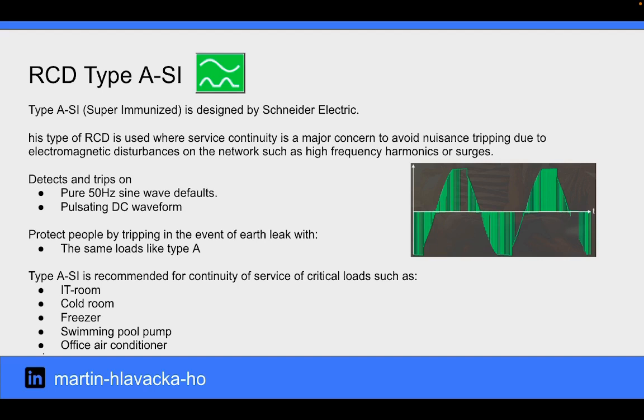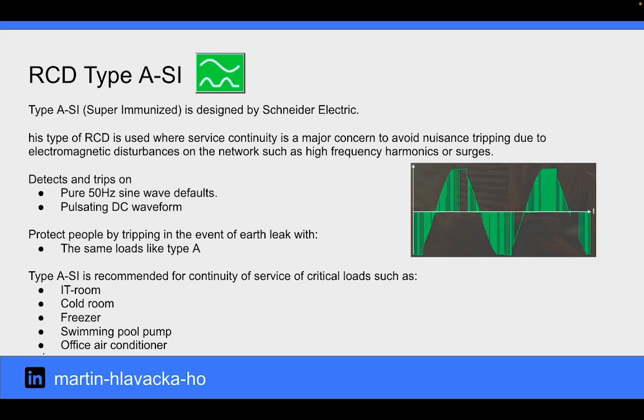The third type of RCD is type A superimmunized, designed by Schneider Electric. This type of RCD is used where service continuity is a major concern to avoid nuisance tripping due to the electromagnetic disturbances on the network, such as high-frequency harmonics or surges. Superimmunized type RCDs protect people by tripping in the event of an earth leak with the same loads as type A, and also support network disturbances.